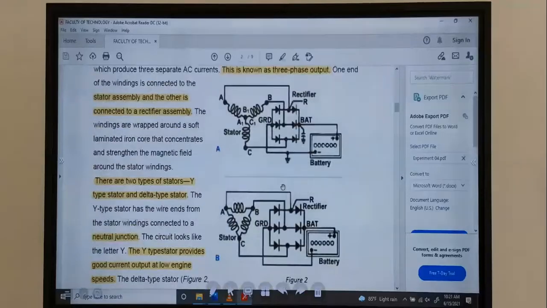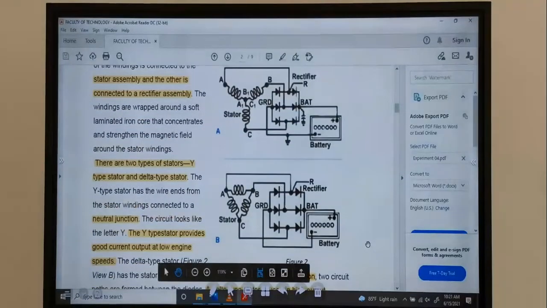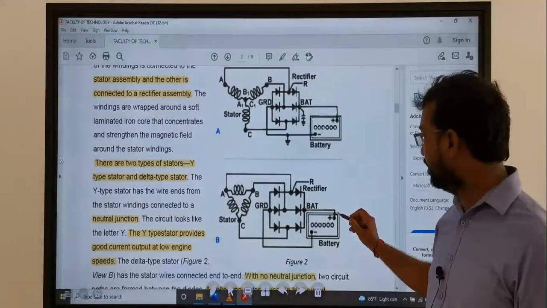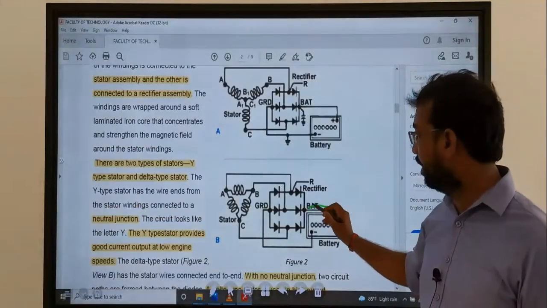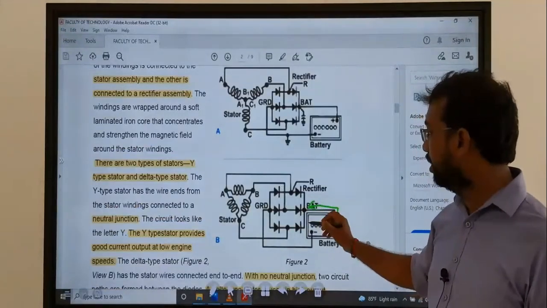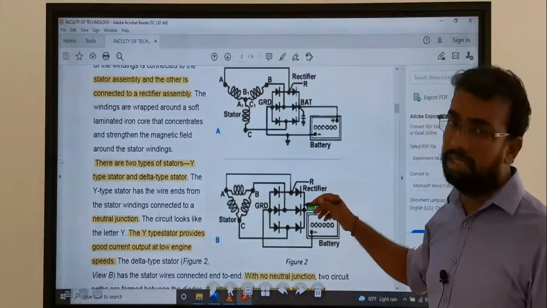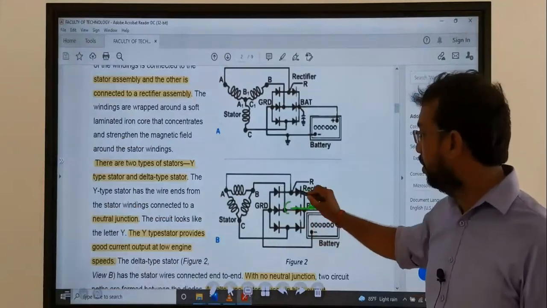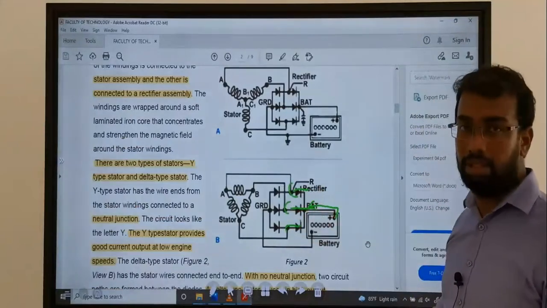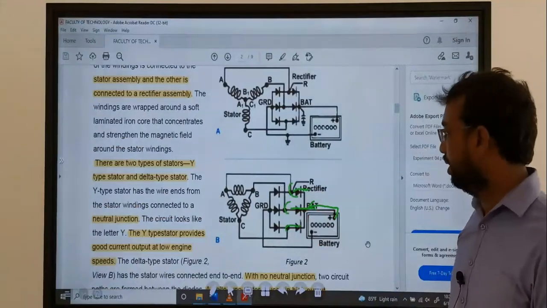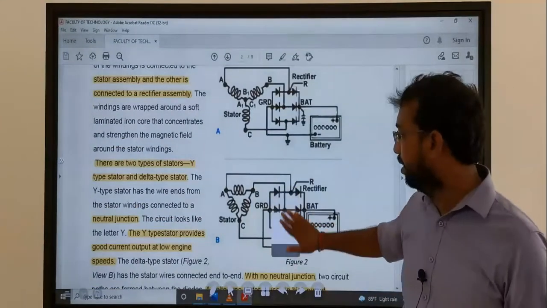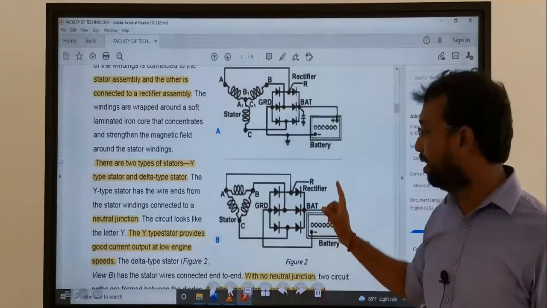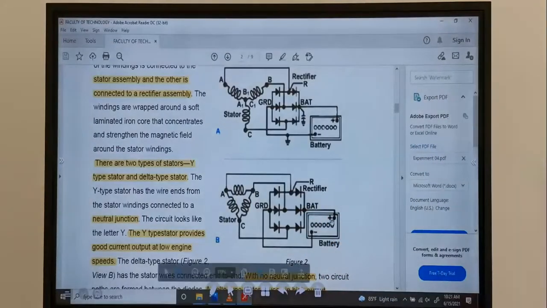And another thing, if the diodes are like this, sometimes the current comes in reverse position, from the battery to the alternator. That current damages the alternator. So this arrangement of diodes cannot allow the current inside of this alternator. That's why this diode prevents current flow from the battery to the alternator.